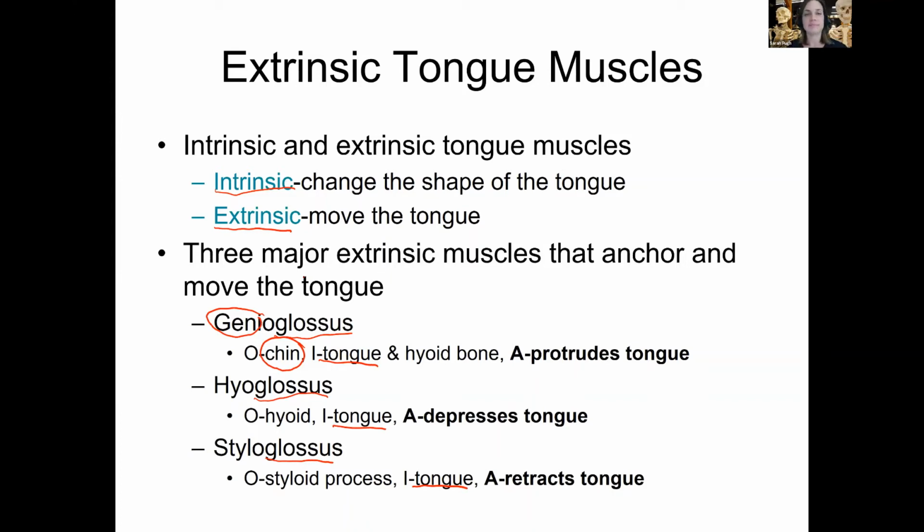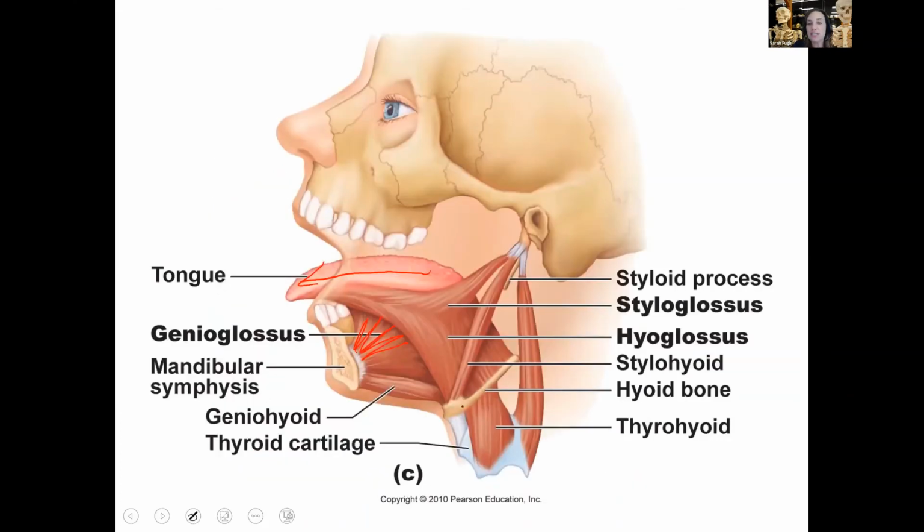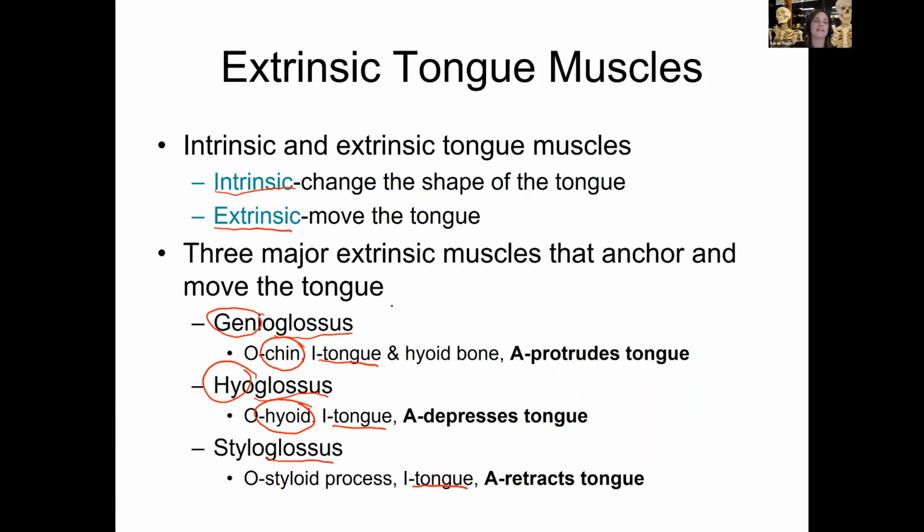Okay, so genioglossus. The hyoglossus, the origin is the hyoid bone. Let's look at a picture here. Here's the hyoid bone. So the hyoglossus runs from the hyoid bone up to the tongue. The job of this one when it contracts is it's going to depress the tongue. It's going to pull it down. That one's really helpful when you're swallowing.